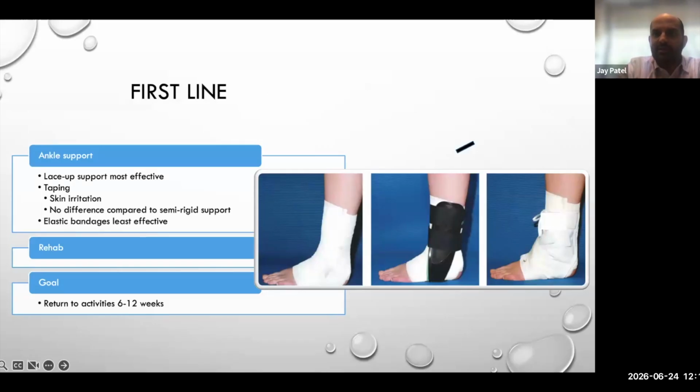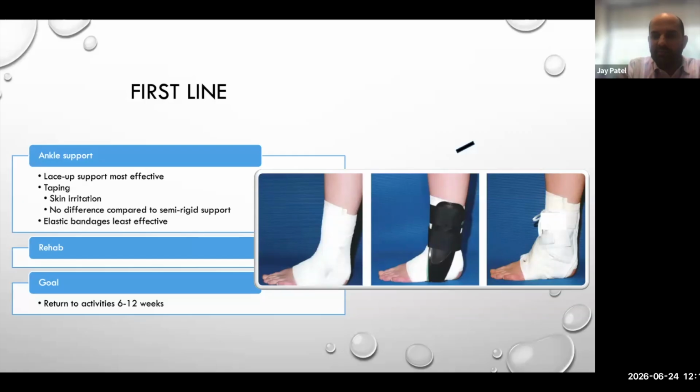There was a systematic review of 9 studies that looked at the functional management of patients, and they saw that lace-up ankle braces are usually most effective. They looked at taping as well. No difference compared to semi-rigid support, but actually had a higher risk of skin irritation. But in athletes, taping becomes important because lace-up ankle braces are sometimes just too difficult to put into cleats. It just becomes too uncomfortable for those kids.